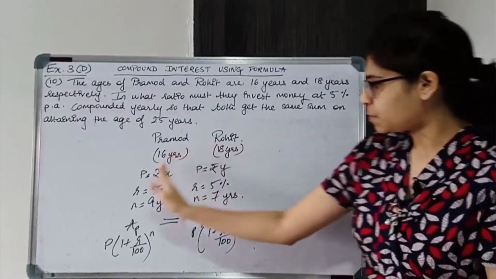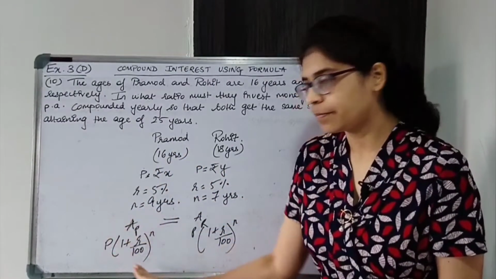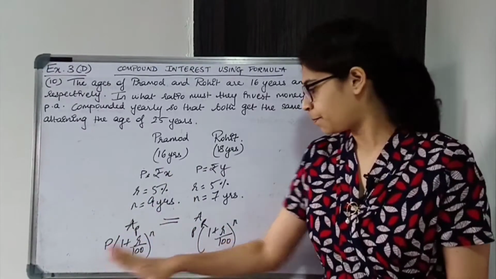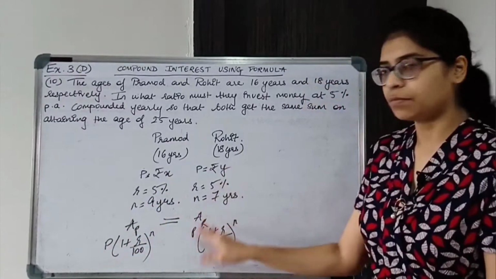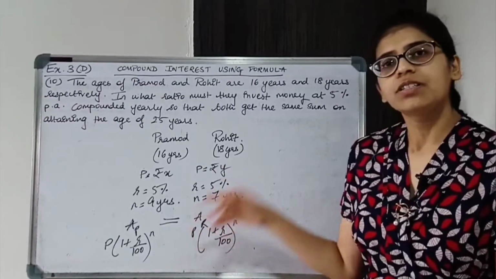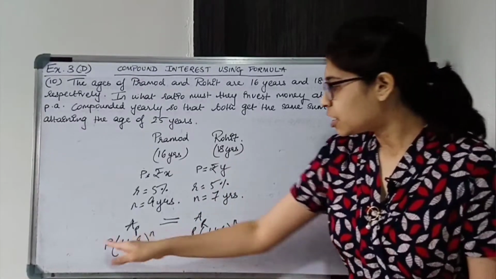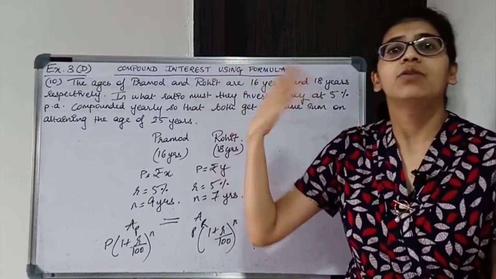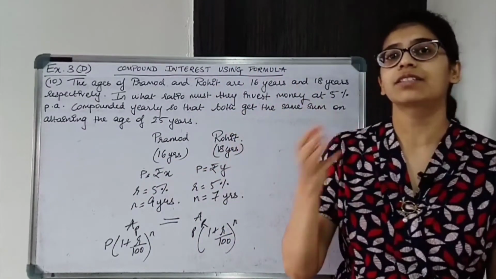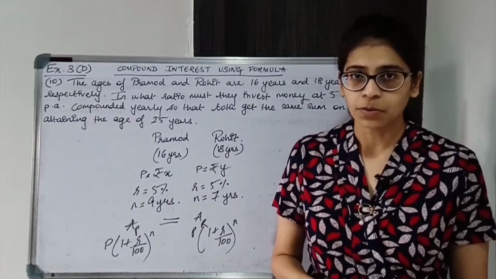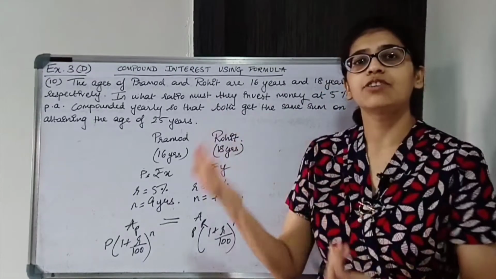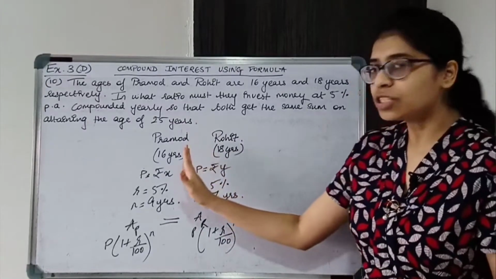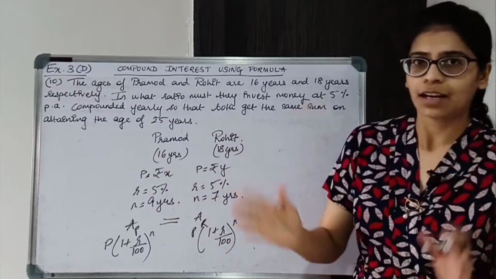Alright, substitute the values, you will get something in terms of X because P is X here, and something in terms of Y, because P is Y there. Now it's very easy. Just shift X and Y on one side and the numbers on the other side, and you will get the ratio in which they must invest the sum of money. Okay, so you will get the ratio of the two sums. It's very easy. You just need to sort the information and understand.